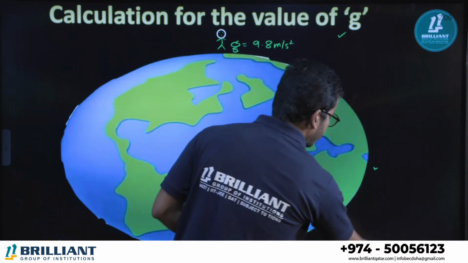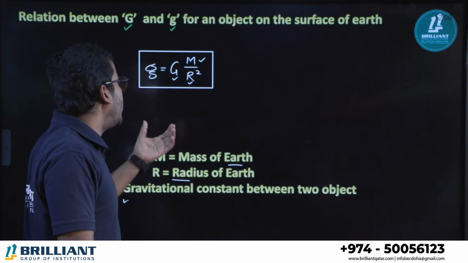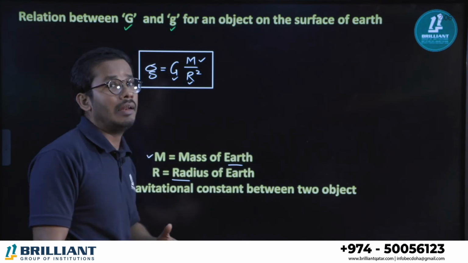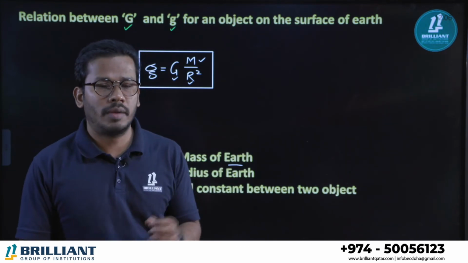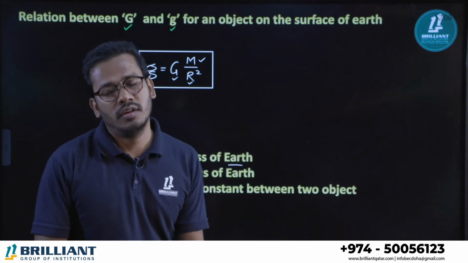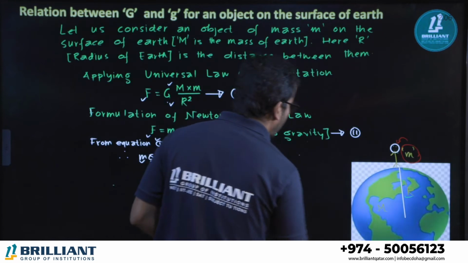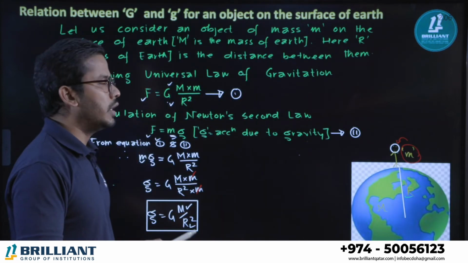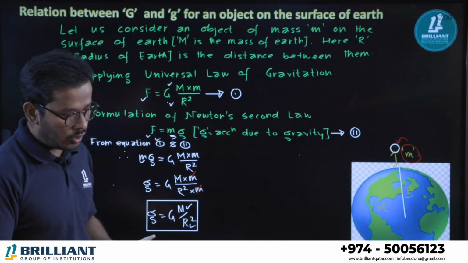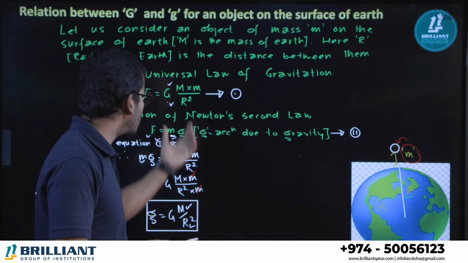Perfect, very good. After that, we addressed which formula will help me to calculate the value for g, right? That is 9.8 meter per second square. And then I showed you how to derive the formula. So have a look. That's how you derive.